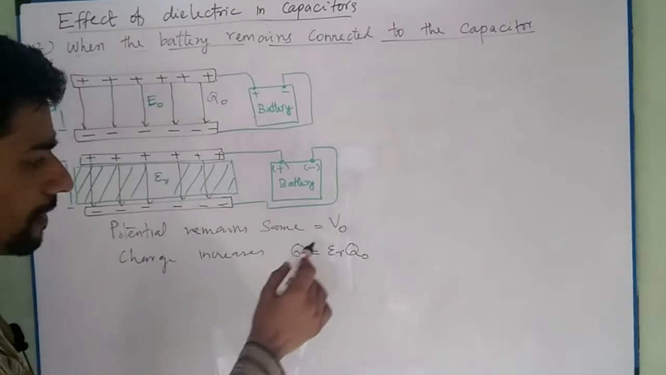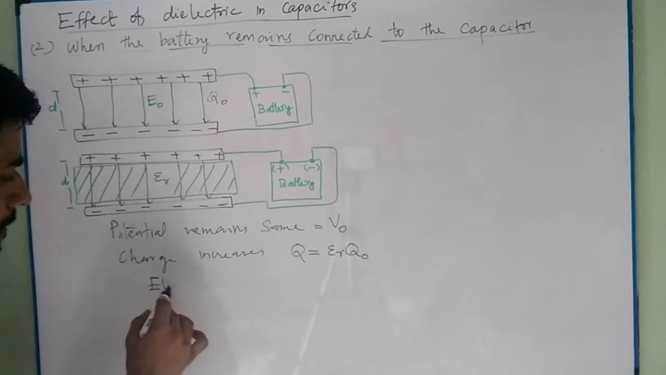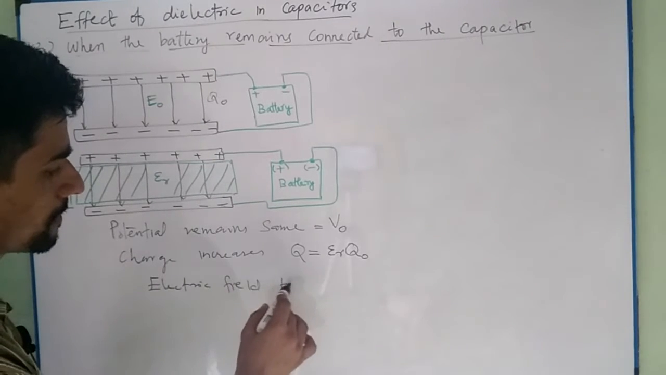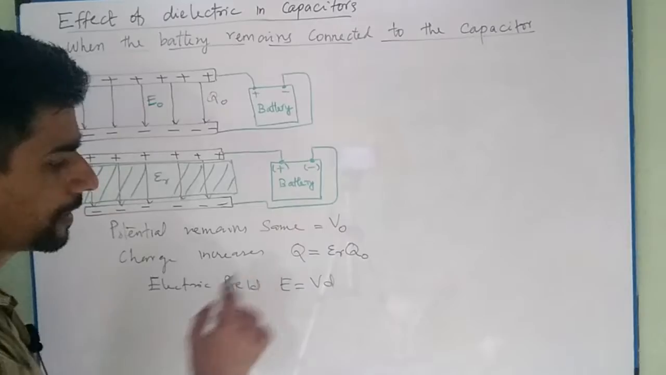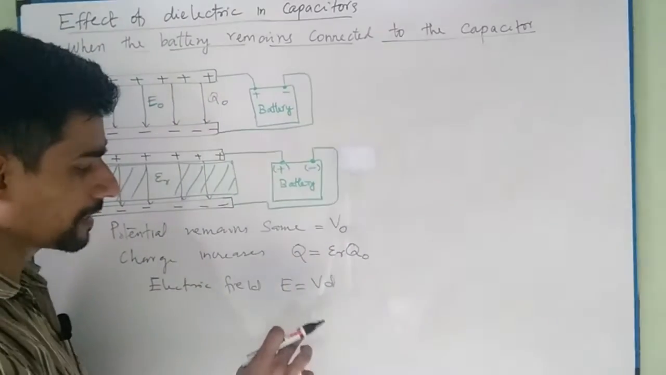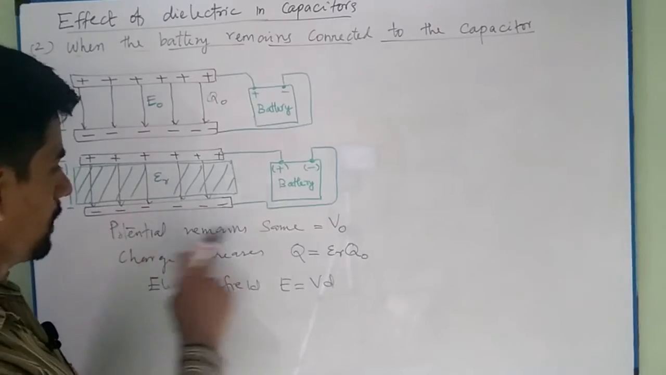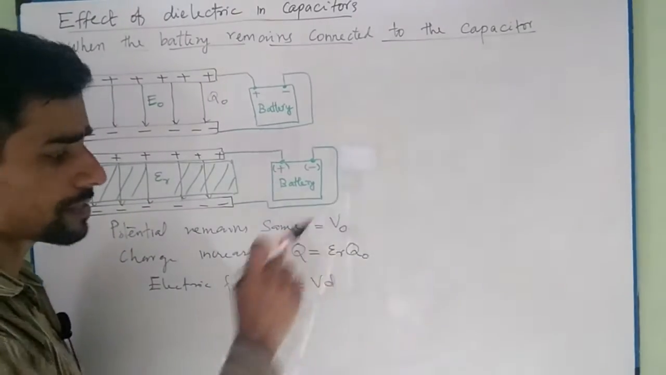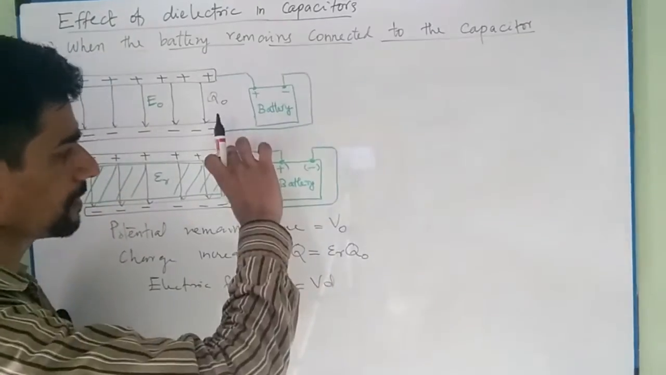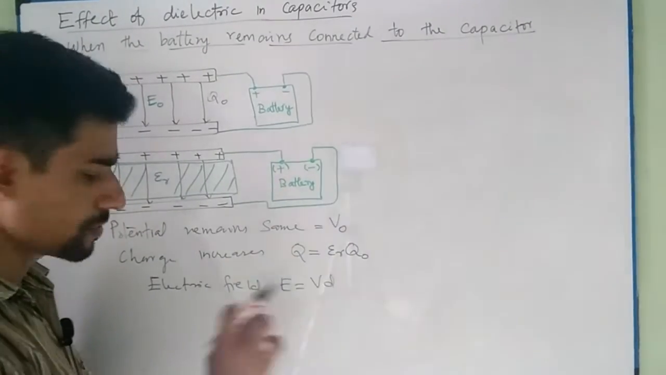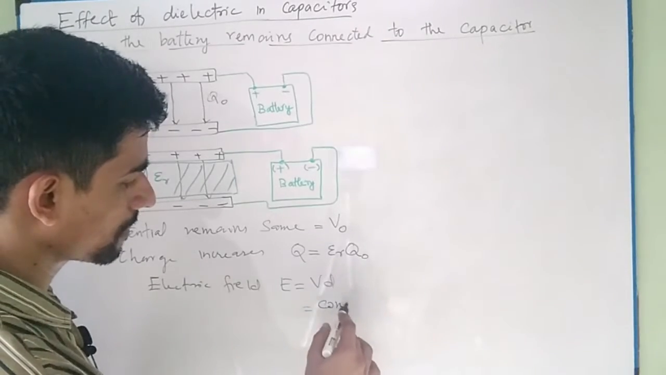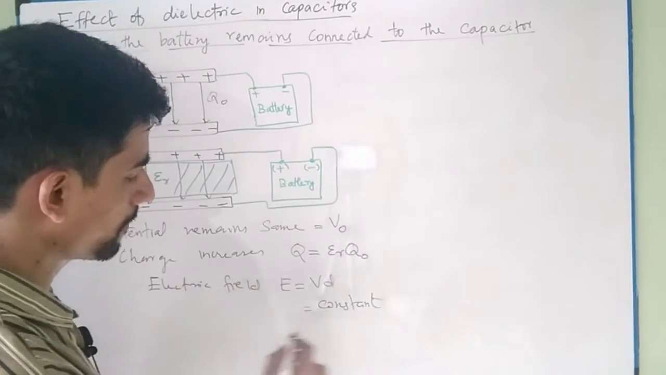Okay, and what about the electric field? We know that the electric field E is equal to V by D, the potential divided by the distance between the two plates. But in this case, the potential remains constant, and the distance between the two plates also remains constant. So we can say that the electric field E also remains constant.